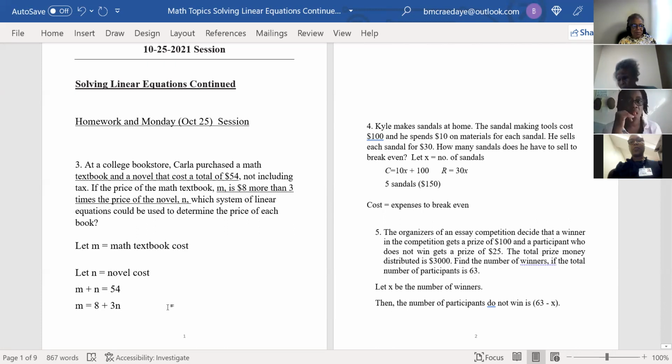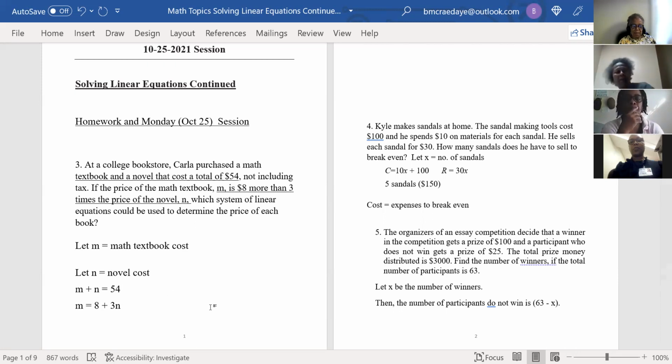All right. So that's what we had to do. Just write the equations. Now, later, remember what we wrote here. We'll come back to this because we're going to get to solving simultaneous equations. That is equations that share variables. And we'll come back and solve this and find out what did the math book cost? What did the textbook cost? But all we wanted to do here was show the system of linear equations that you could use to determine the cost. Any questions on number 3?